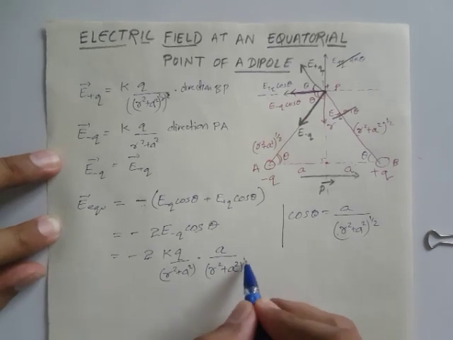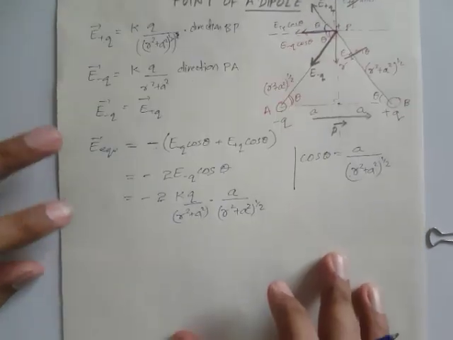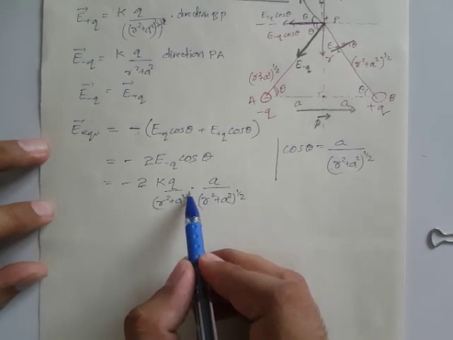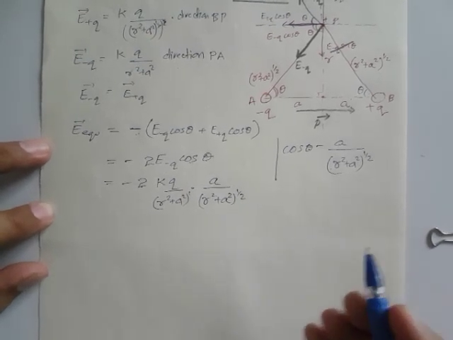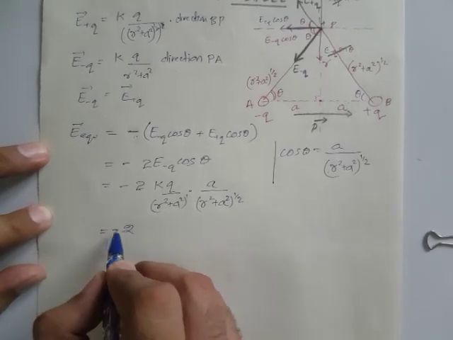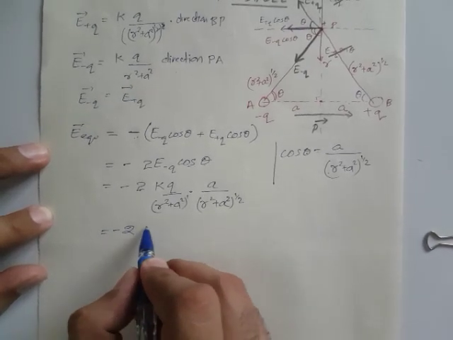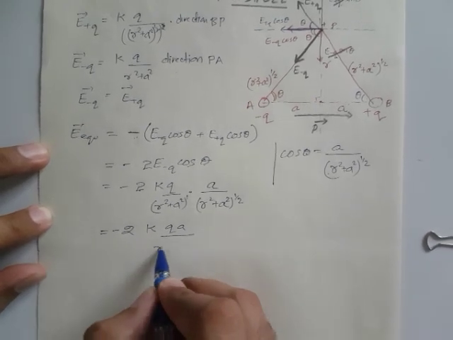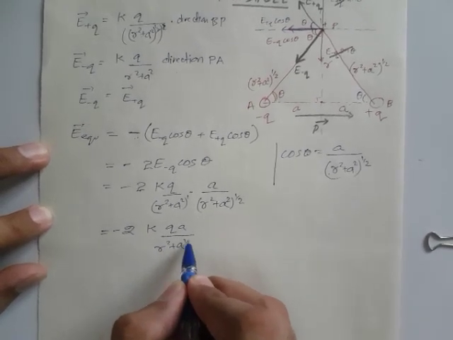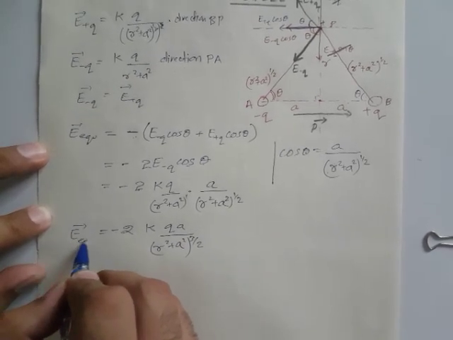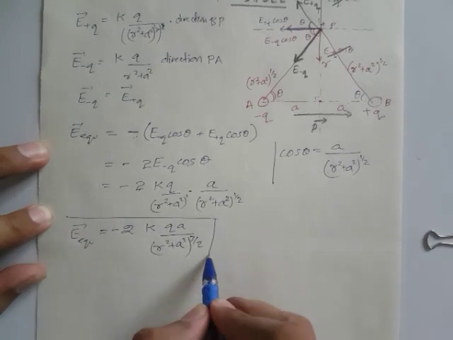to the power half. The power of this term is not given over here, so we can assume it as 1. So 1 plus half is 3 by 2. So we can write over here minus 2 KQA upon R square plus A square to the power 3 by 2. This is my E equatorial. Okay, we'll get this.